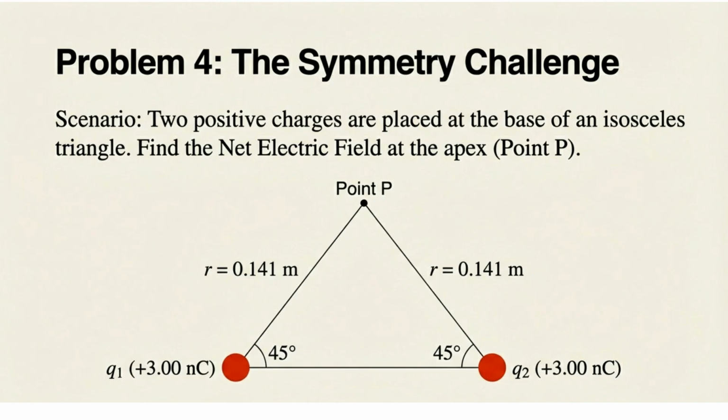Now we will examine problem 4, the symmetry challenge. Two positive charges are placed at the base of an isosceles triangle. We need to find the net electric field at the apex, point P.